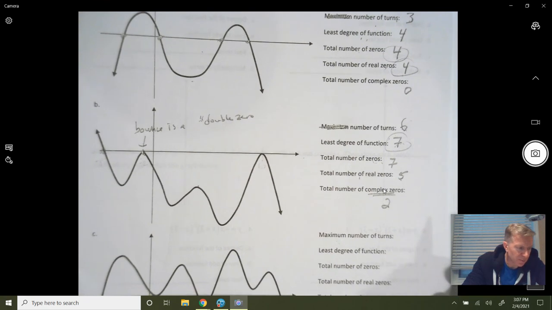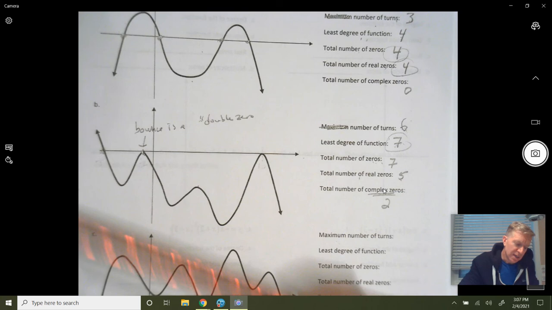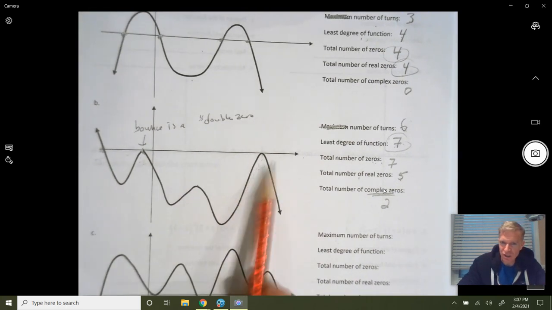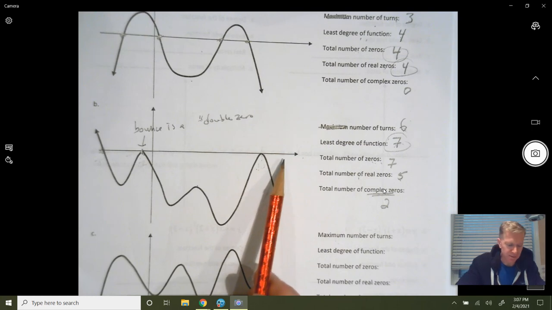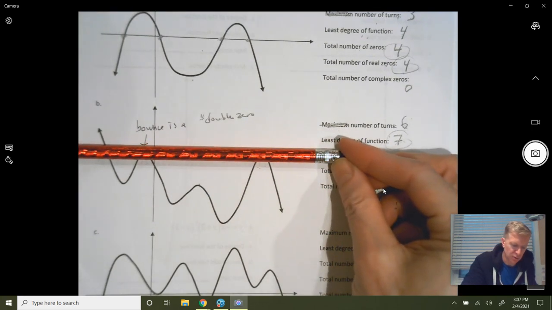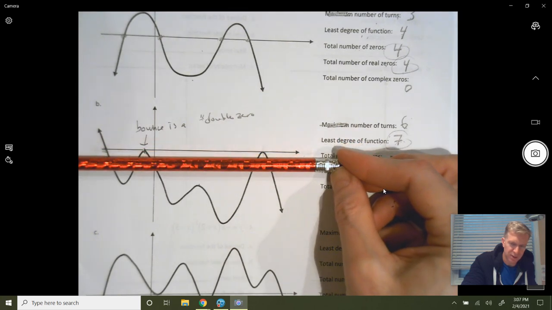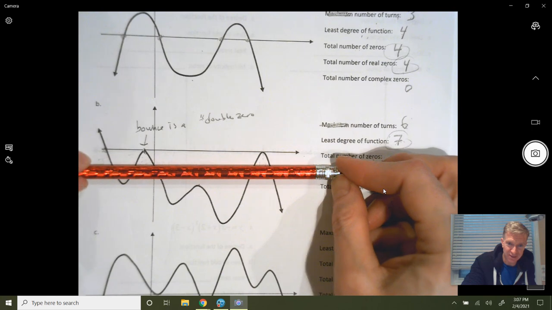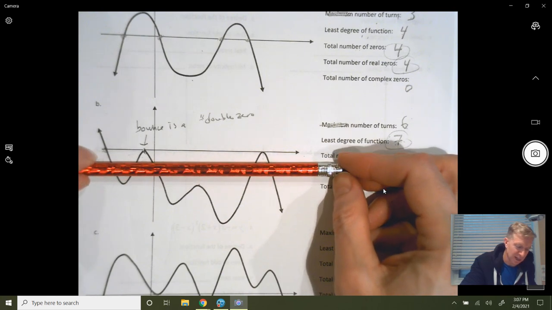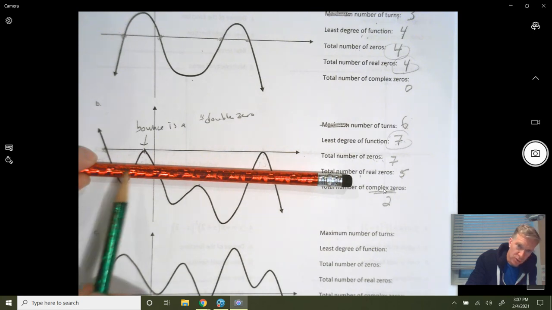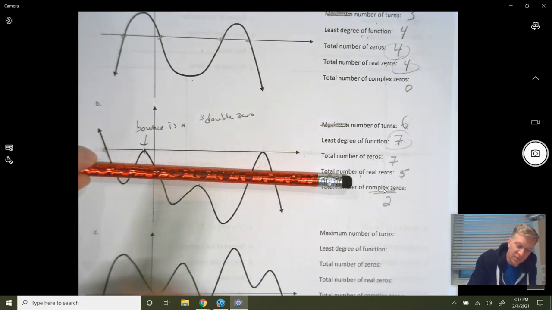Here's how I think about my complex zeros. How would you shift this function up or down? You could shift it up or down just by adding a constant at the end. If you shifted this up, think about what happens to your zeros. And right now, if this red fancy disco pencil were my x-axis, I would have 1, 2, 3, 4, 5 real zeros.